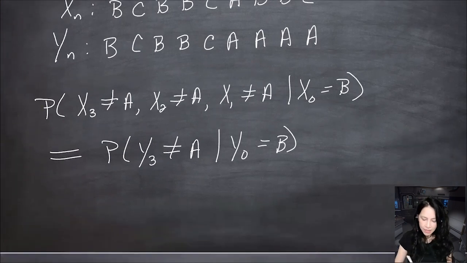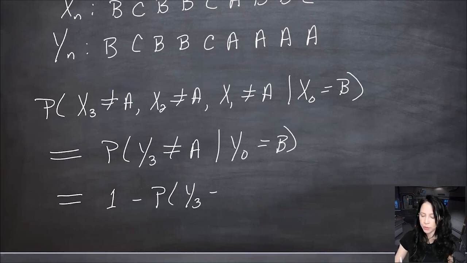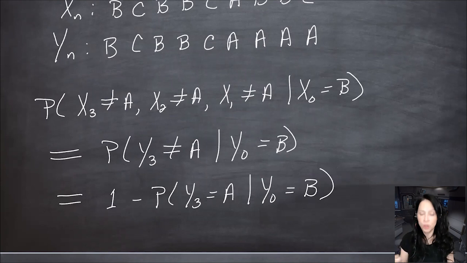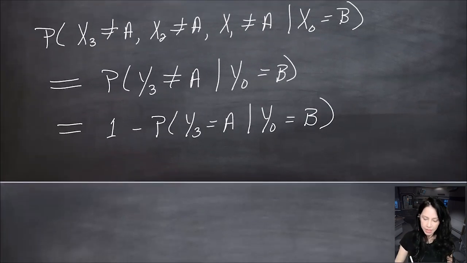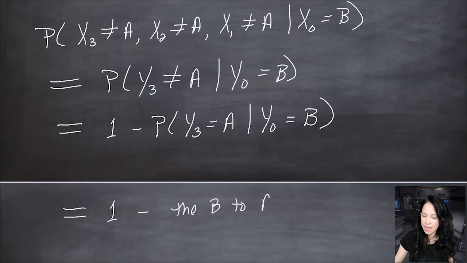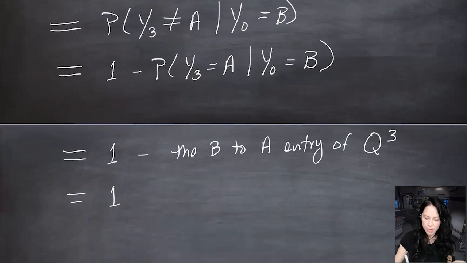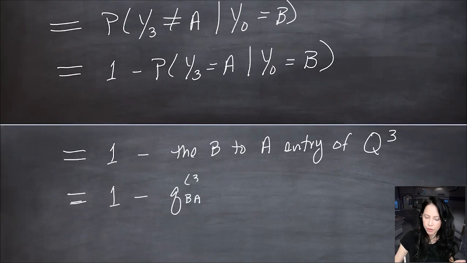So I can compute this probability as 1 minus the probability that y3 equals A, given y0 equals B. And we know how to get this. This is a 3-step transition probability for the Y chain, so we can cube the Q matrix. This is 1 minus the B to A entry of Q cubed, which we have notation for. Let's use the same notation: 1 minus Q BA with a superscript 3 in parentheses.